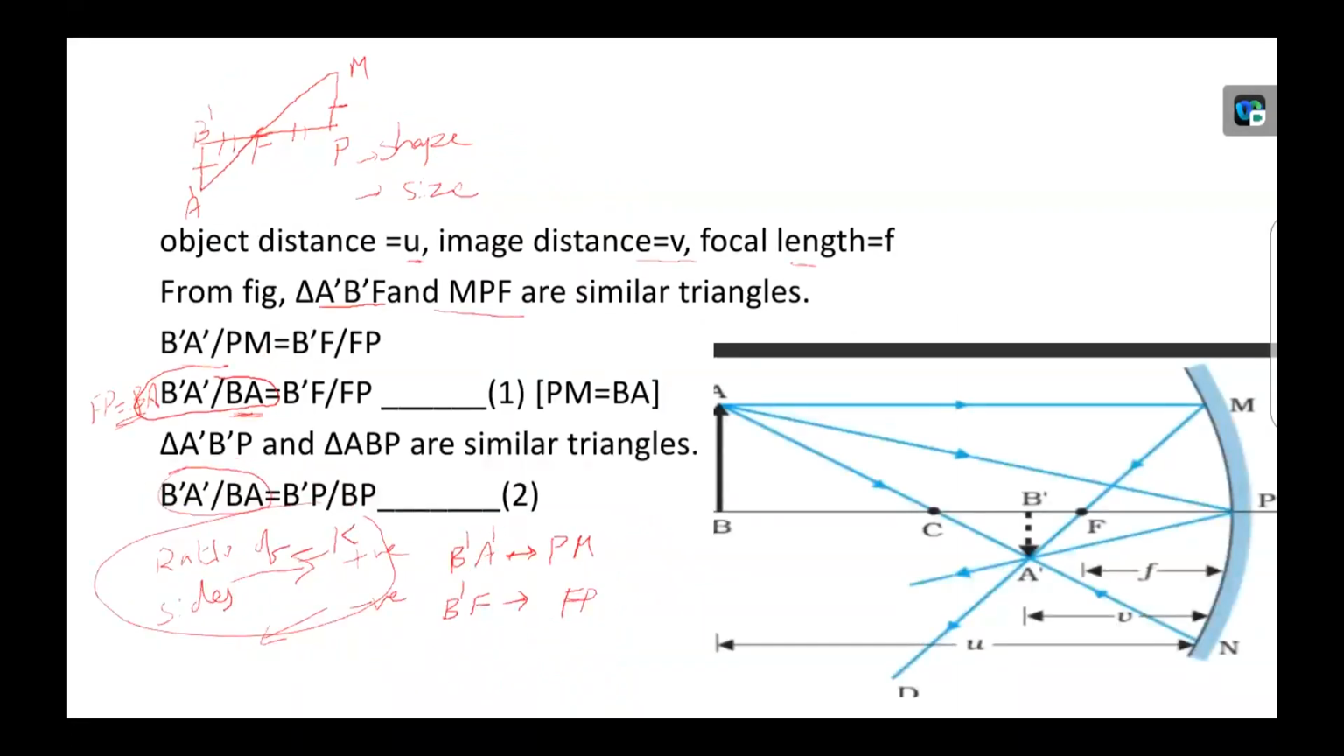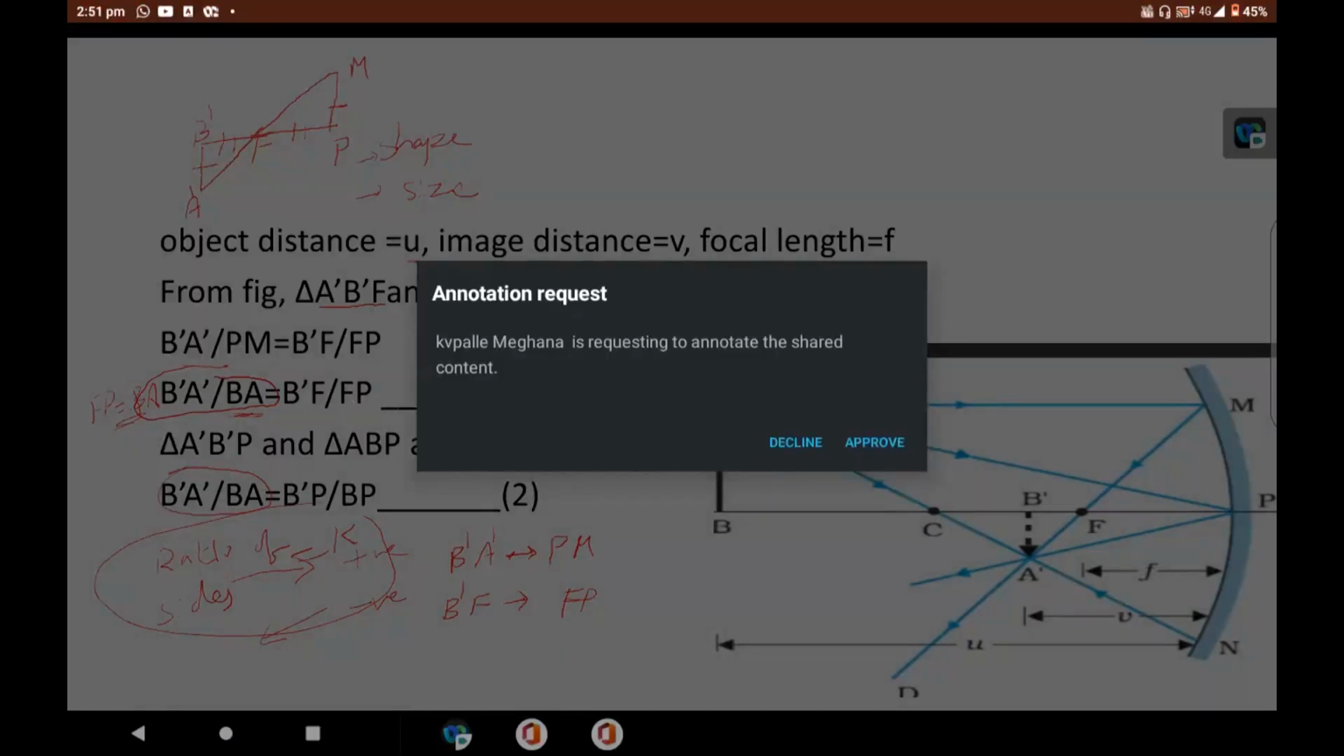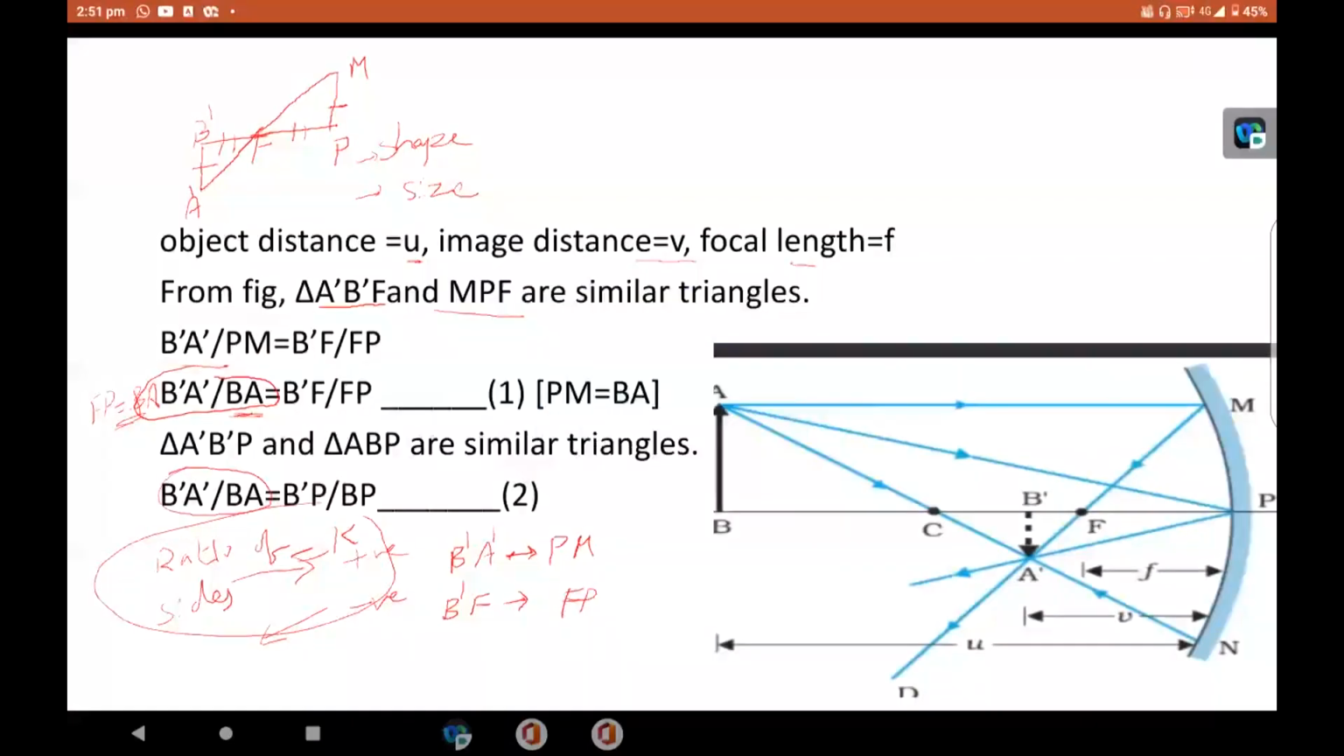Just quickly go through that diagram which we have taken. Here the object distance we have taken as U, the image distance is taken as V, and the focal length we have taken as F. Here we have taken two triangles. One is triangle A dash B dash F and a triangle MPF. These two triangles are similar. The diagram we have shown here.